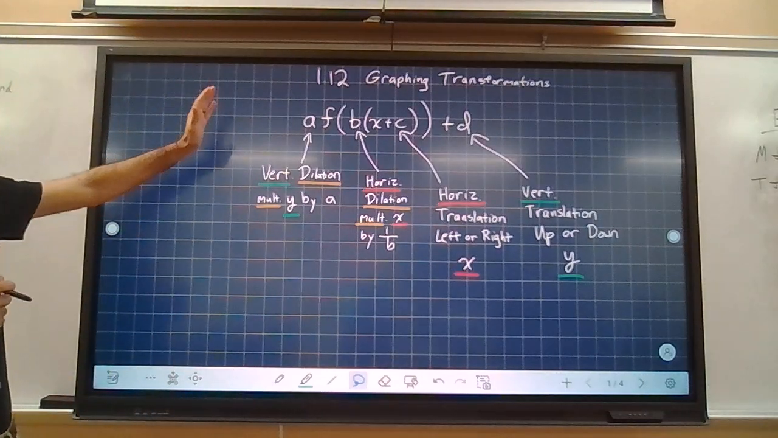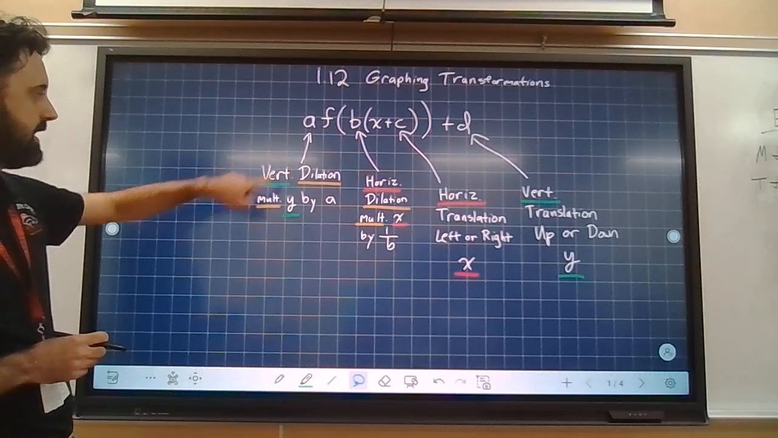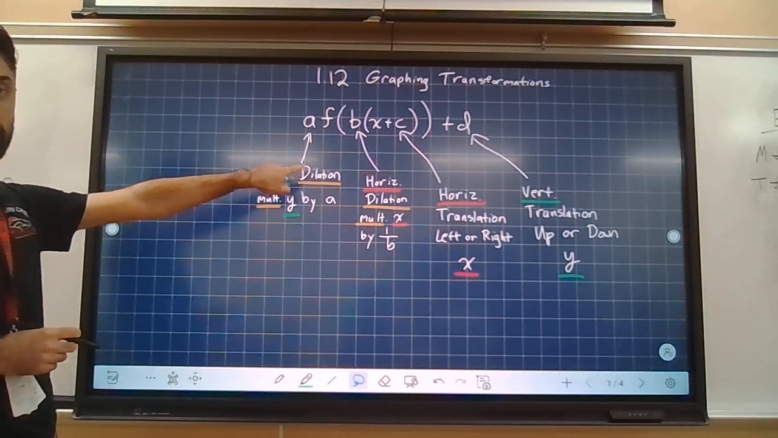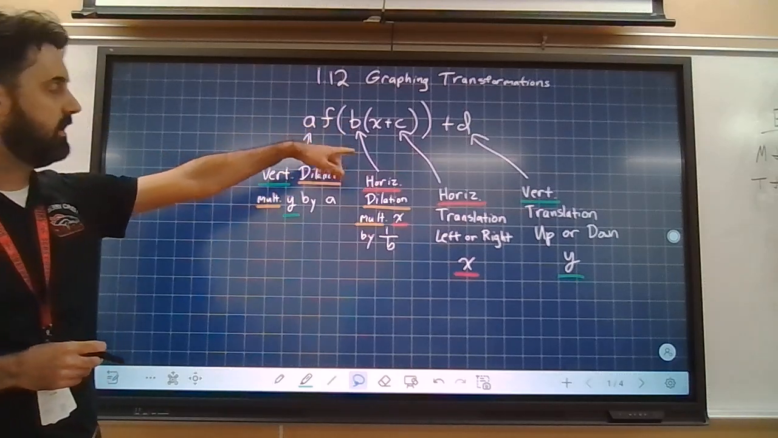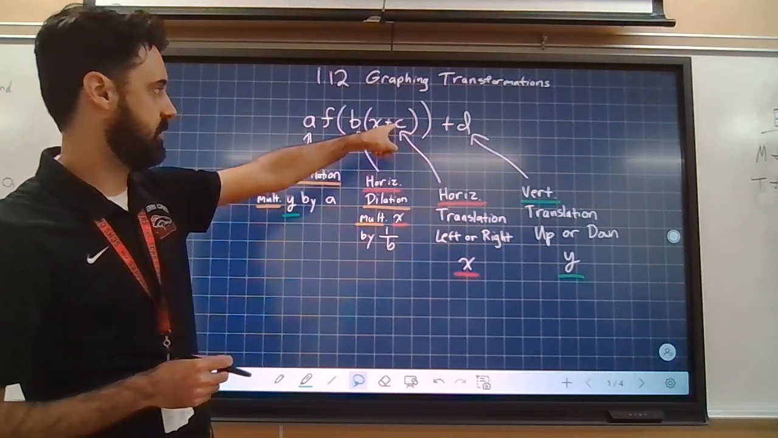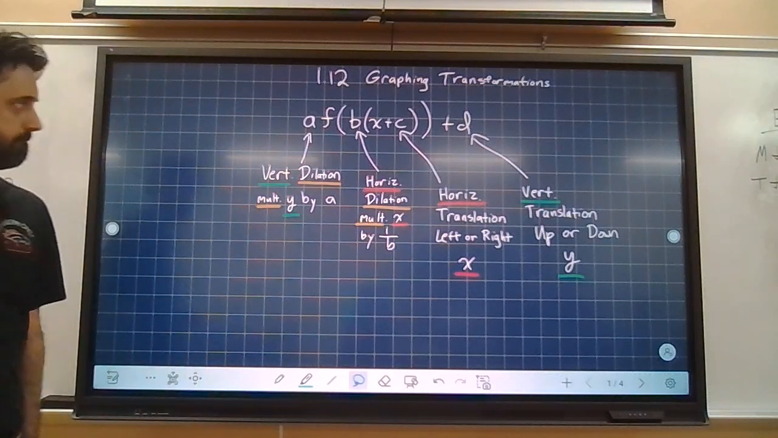Now, what you may not remember are the names of these, and so anytime we're multiplying, it's going to be a dilation, whether it makes it bigger or smaller. Okay, and so this is a vertical dilation, a horizontal dilation. When we're adding or subtracting, it's going to be a translation. So this is a horizontal translation. This is a vertical translation.